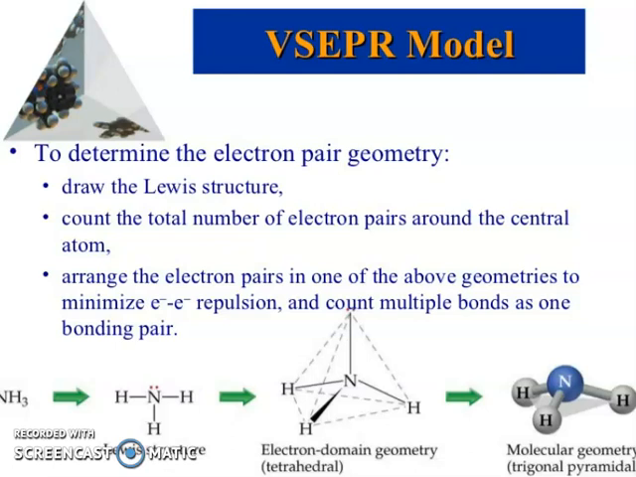So, VSEPR models. To determine the electron pair geometry, draw the Lewis structure, count the total number of electron pairs around the central atom, arrange the electron pairs in one of the above geometries to minimize electron-electron repulsion, and count multiple bonds as one bonding pair. You can see NH3 ammonia, Lewis structure, then electron domain geometry tetrahedral, and then molecular geometry trigonal pyramid.